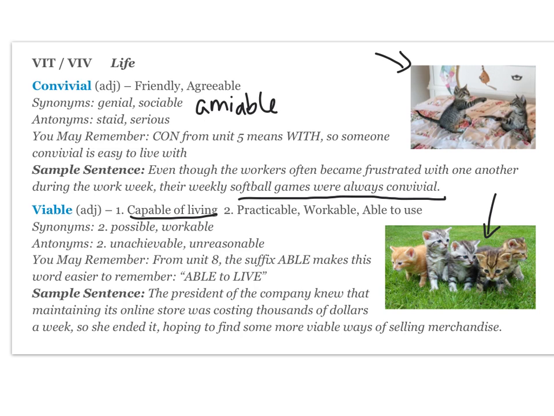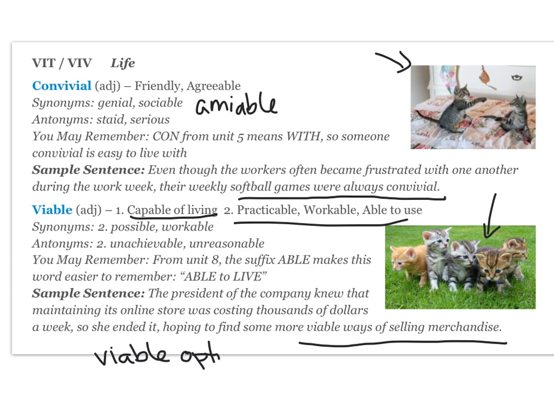Your second definition is practicable, or able to use. And the sample sentence goes along with this. Viable ways of selling merchandise would be ways of selling things that could work out well. You might talk about viable options. So where should I do my homework? There are a few viable options. I could do it in the kitchen or my bedroom or the living room. A viable reason would be a reason that might work.